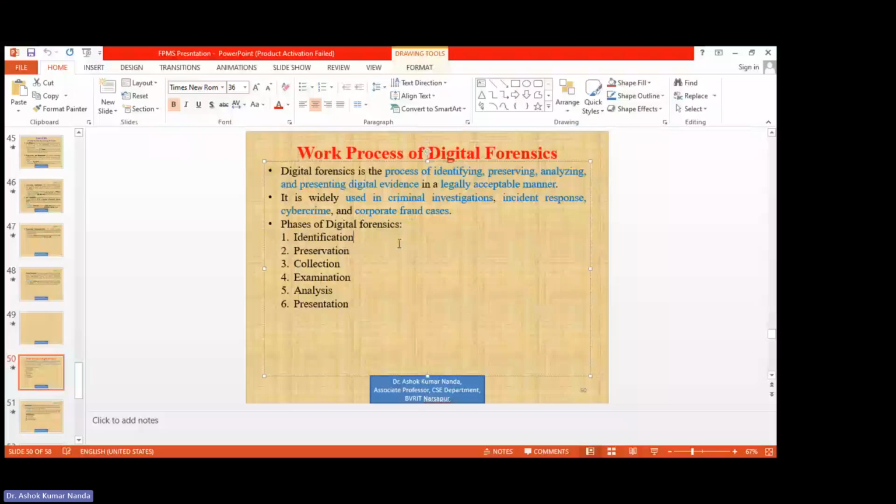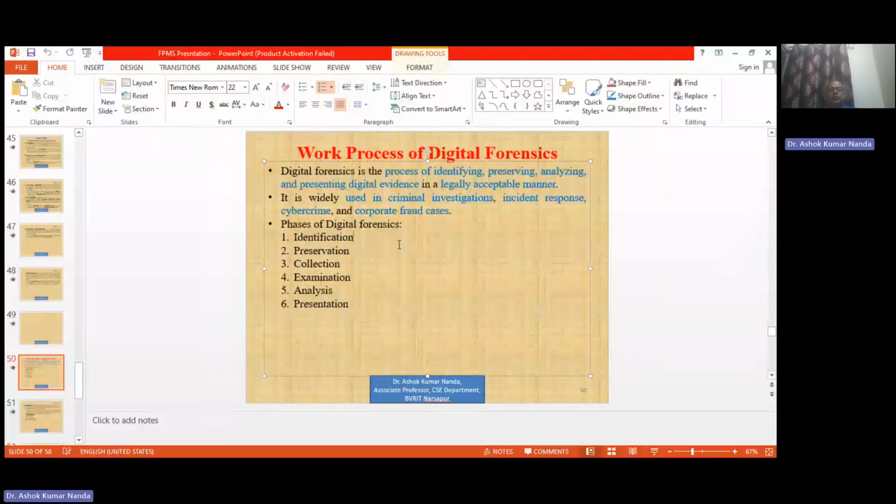Study about the work process of digital forensic. So let me explain first what digital forensic is. Digital forensic is a process of identifying, preserving, analyzing, and presenting digital evidence in a legally acceptable manner.